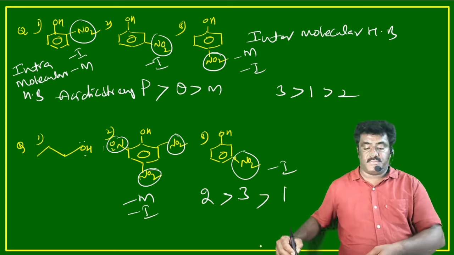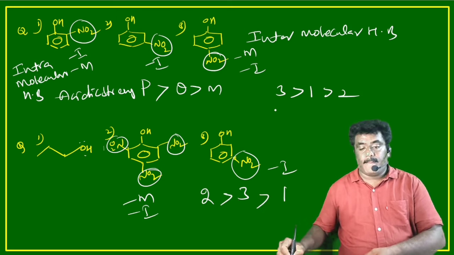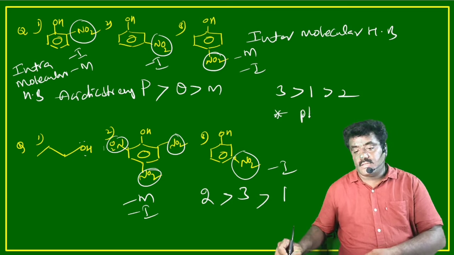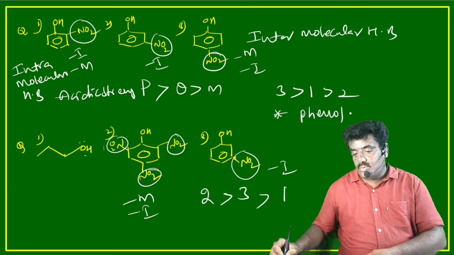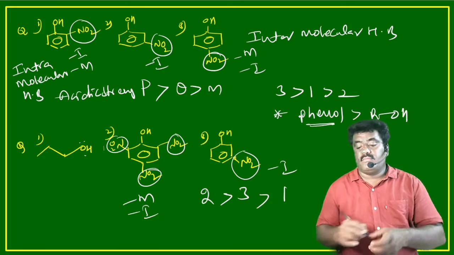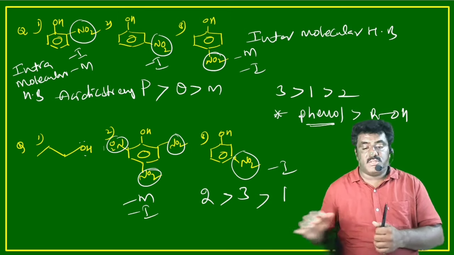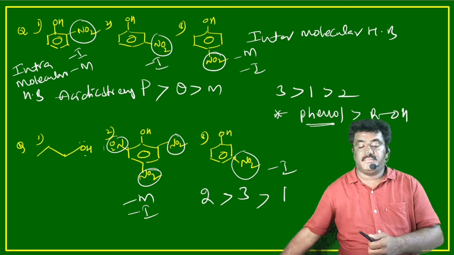Next. See, generally phenol is more acidic than alcohol. Why? Phenol forms the phenoxide ion, which is stabilized by resonance.